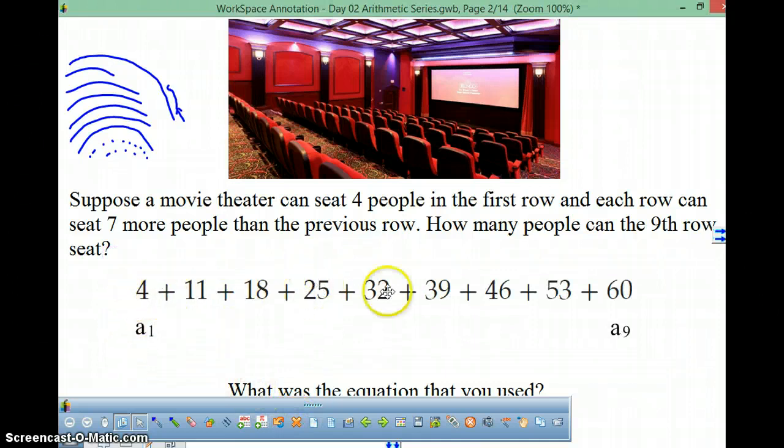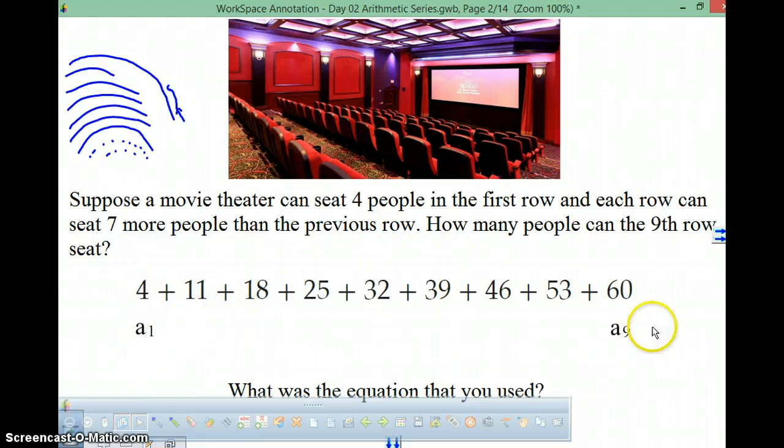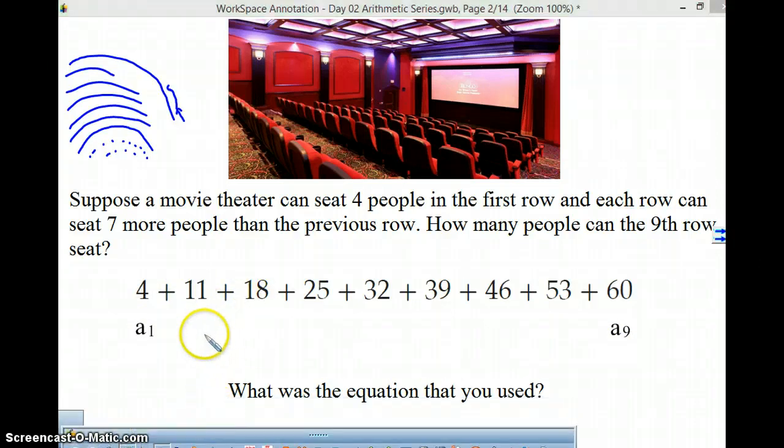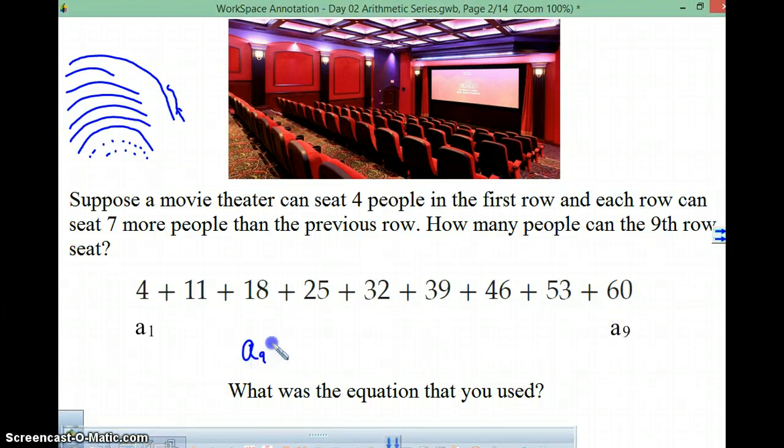Let's see. This is the series. We've got 4 in the first row, 11 in the second, 18 in the third. This is a sub 1. This is a sub 9. Okay, how do we figure it out? Well, in the 9th row, that's a sub 9. That's equal to a sub 1 plus the common difference times n minus 1. And that n minus 1 is the number of jumps to get here. So 8 jumps to get from 4 to 60.